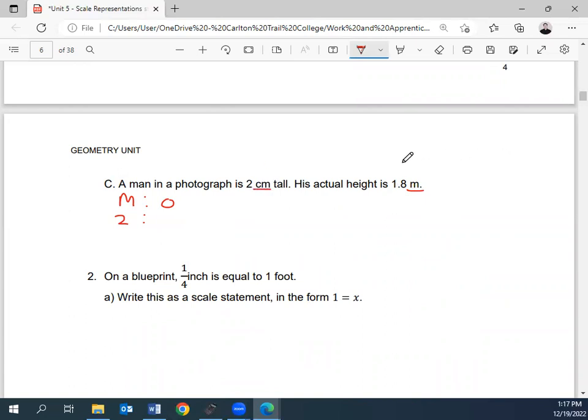You need to get these in the same units. So this is the same thing as 180 centimeters, right? Now that it's in the same units, it's technically 2 to 180. We always want to get into the same units. If I do that, I know I can simplify. These are both even, so I can cut them both in half. I'm going to end up getting a 1 to 90. So this is my scale statement. It's a 1 to 90 ratio.